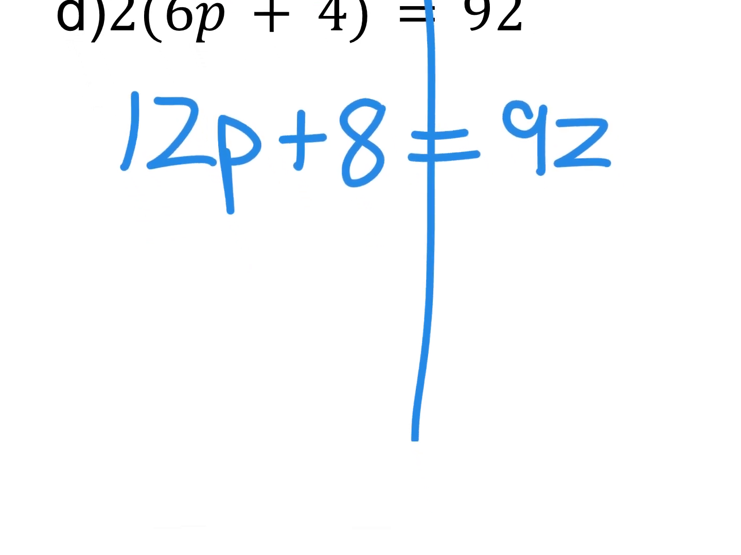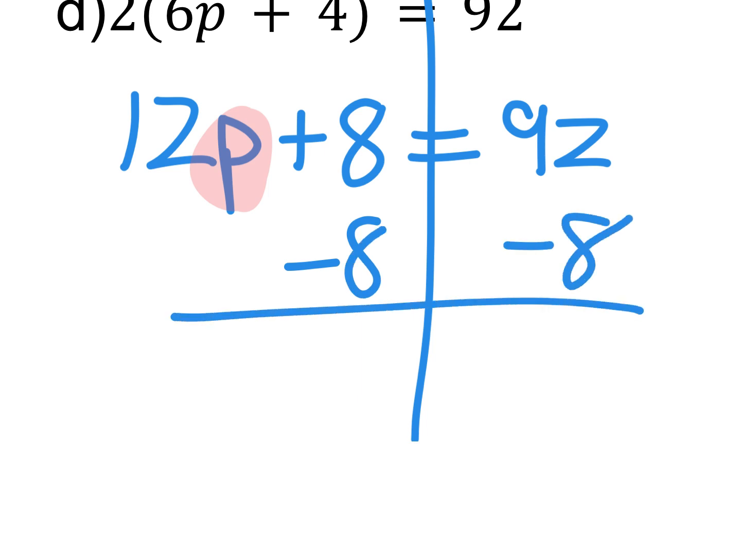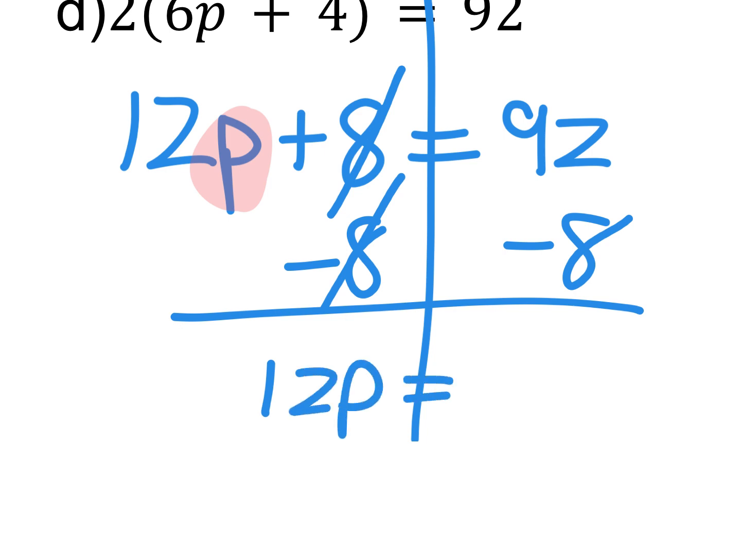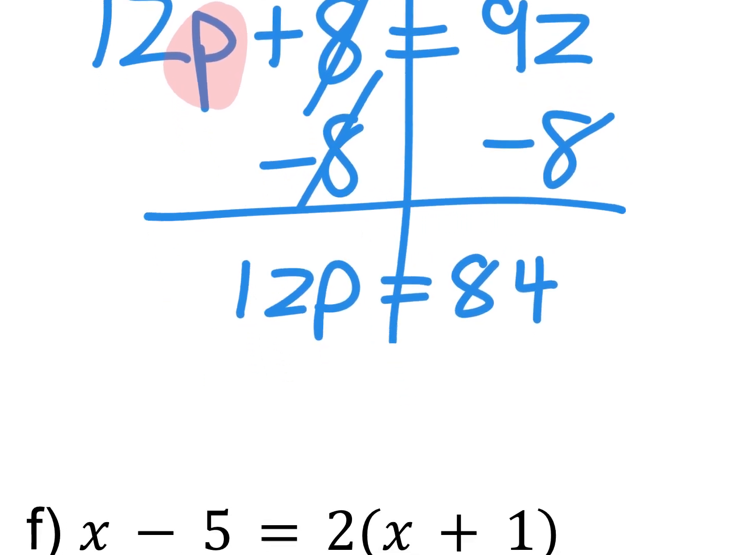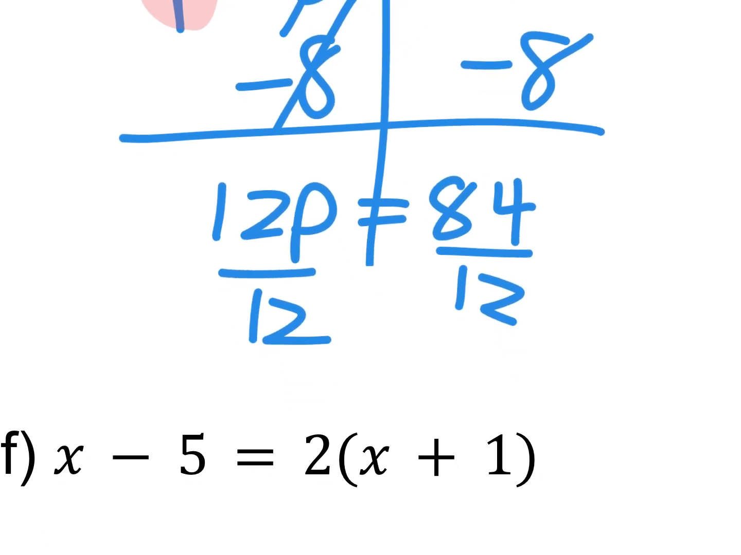Next step, I need p, which is our variable, by itself. So to do that, I'm going to get rid of that plus 8. I'll do the opposite operation and subtract 8 from both sides. This will give me 12p on the left side, and then 92 minus 8, I believe that is 84. Use your calculator if you're unsure. Last step, I need to divide both sides by 12, and my final answer should give me 7.